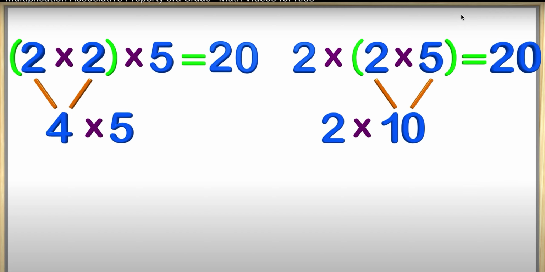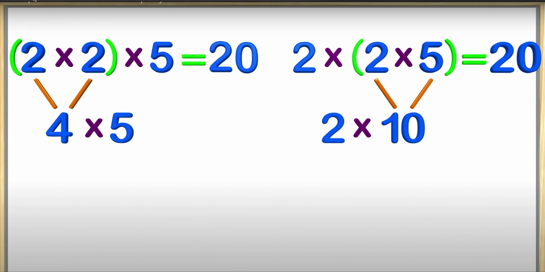20. Great job, kids! We can see that both problems give us the same answer no matter how we group the numbers. This is amazing stuff. Thank you so much for joining us today.